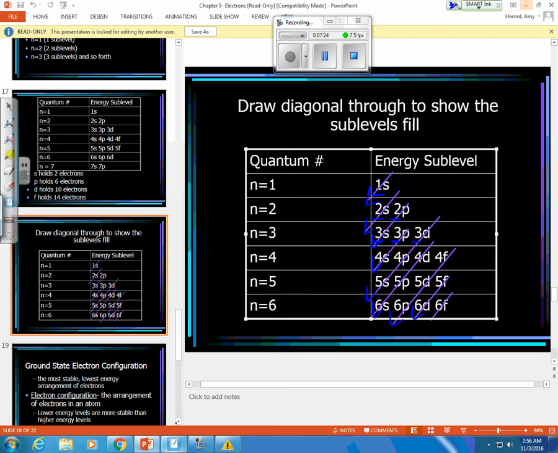Go back to your chart that shows you the order they have to go in. The next one is going to be the second floor P room. Now P room is a little bit bigger. Every P room, regardless of what floor it's on or what energy level it's in, has 3 beds in it. So for us, that would be 3 orbitals.